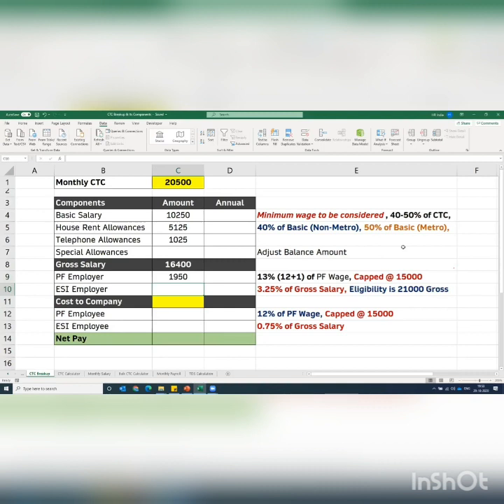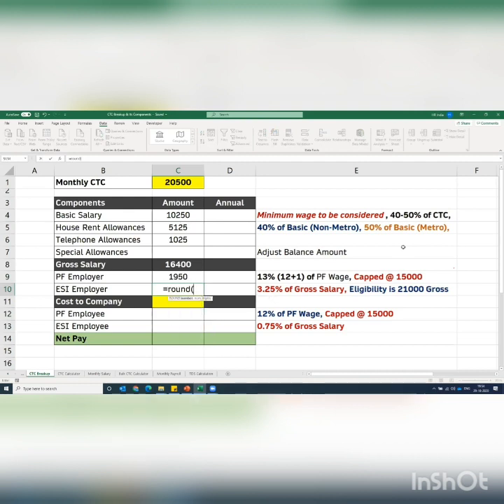What is the eligibility criteria? Any employee who is drawing gross salary less than or equal to rupees 21,000 is eligible for ESI. Anyone who is getting more than 21,000 is not eligible for ESI, and we do not need to contribute for that employee as well. What is the rate of contribution for employer? It is 3.25% of the gross salary, right? So let's apply these things and calculate the ESI contribution here.